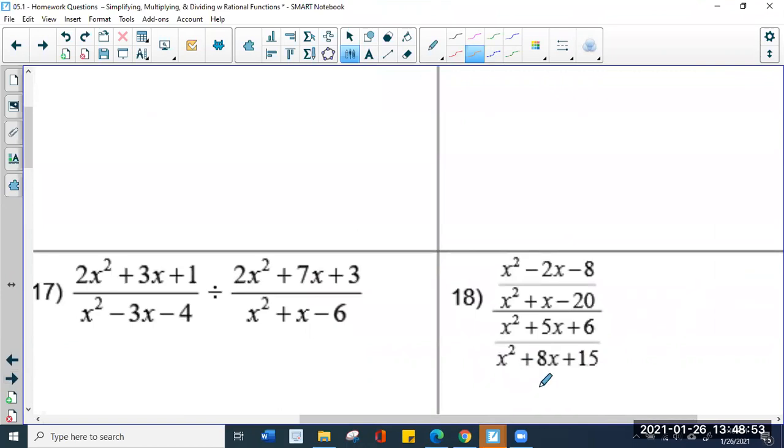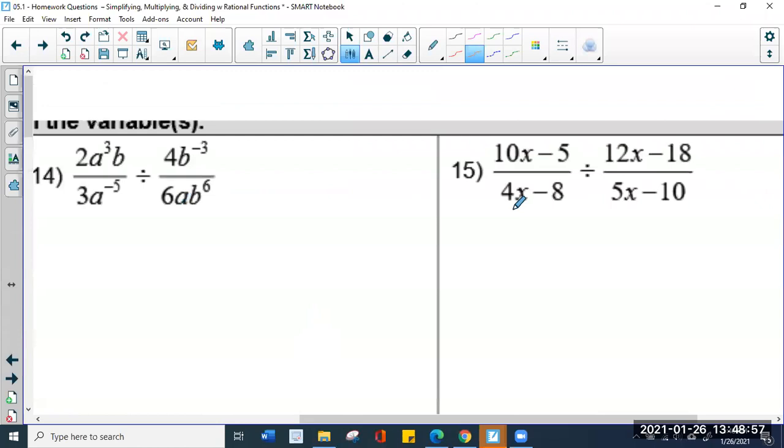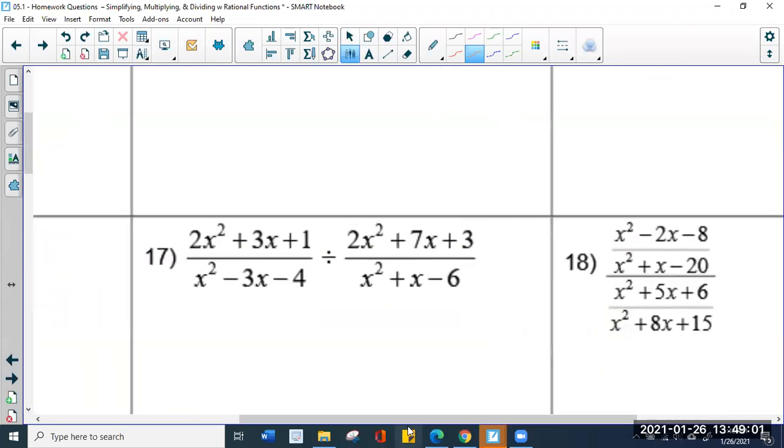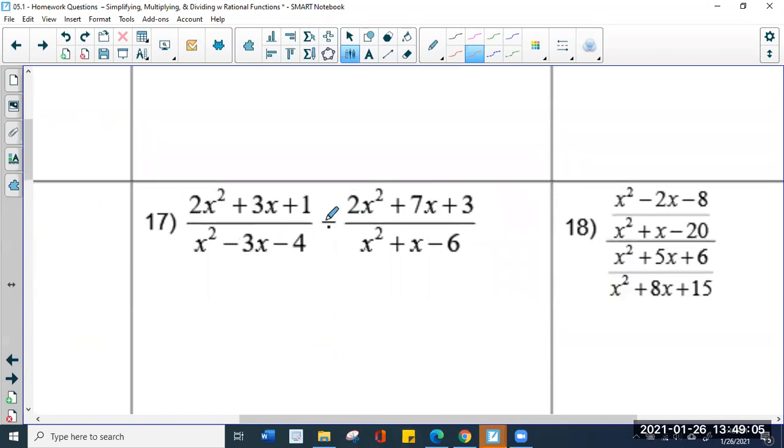Specifically, though, one of the ones that I'd like to talk about is number 17. Okay, so rather than do these problems that are a little bit like ones we've already done, let's take a look at 17, because number 17 requires a little bit more advanced factoring. So it is division. So we're going to keep, we're going to change this to multiplication, and we're going to flip this. To save space, why don't you just flip it right here? I do that all the time. I'm going to put 2x squared plus 7x here plus 3.